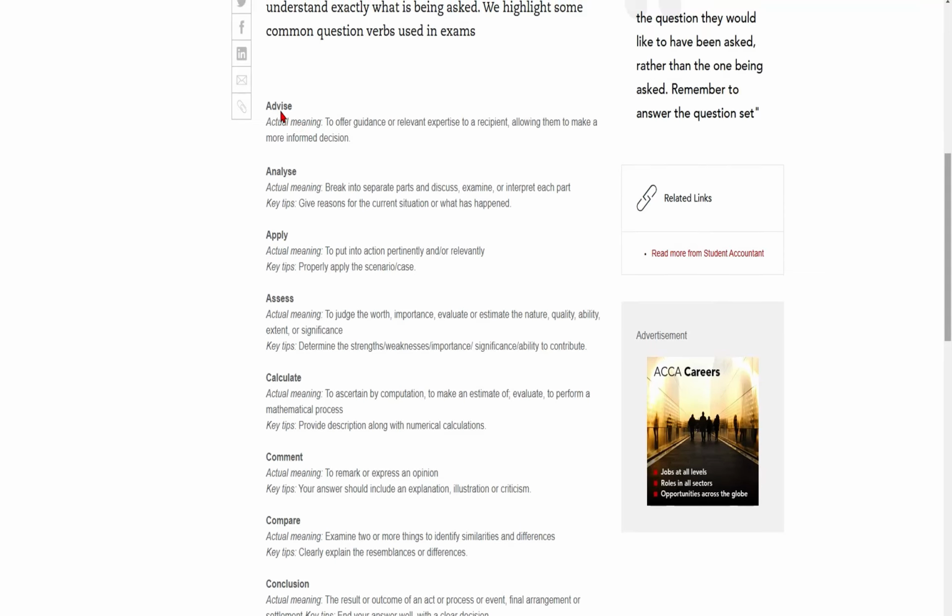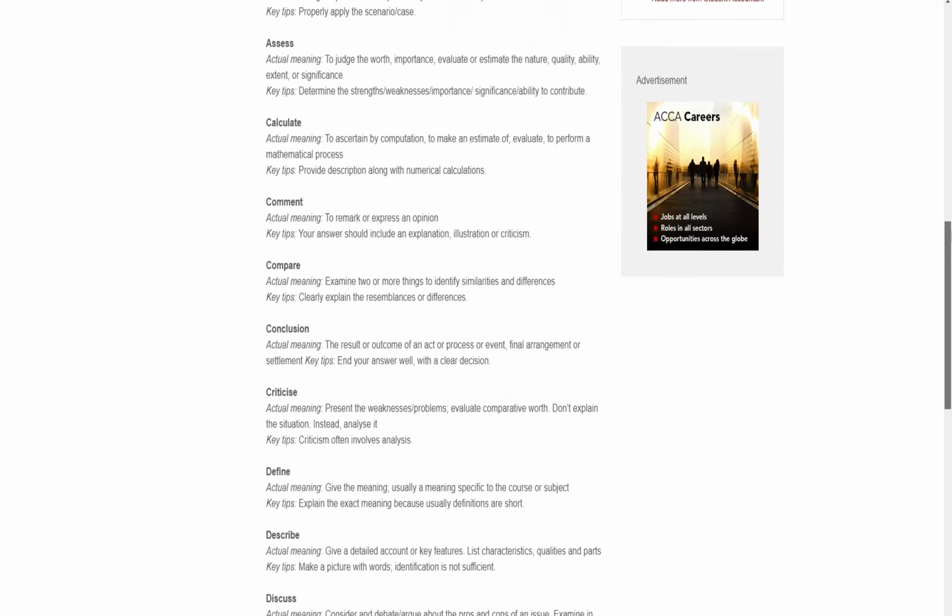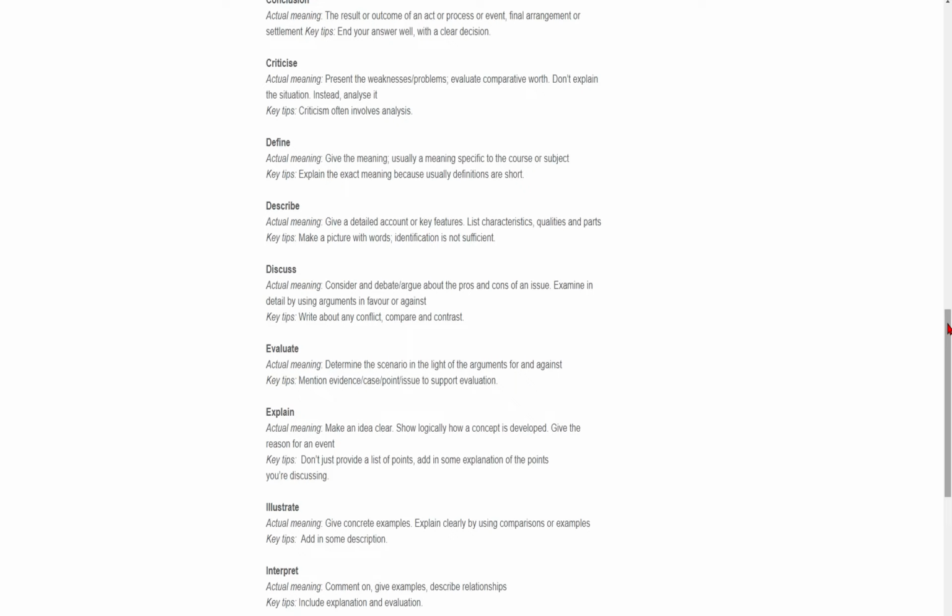Like if the question asks you to advise, then that means you need to offer guidance or relevant expertise to the recipient, allowing them to make a more informed decision. Or if the question asks to analyze, this means break into separate parts and discuss, examine, and interpret each part. Key tip is give reason for the current situation or what has happened. So these are a few verbs listed by the examiner, and they have described what you need to answer if these verbs are mentioned in the question.